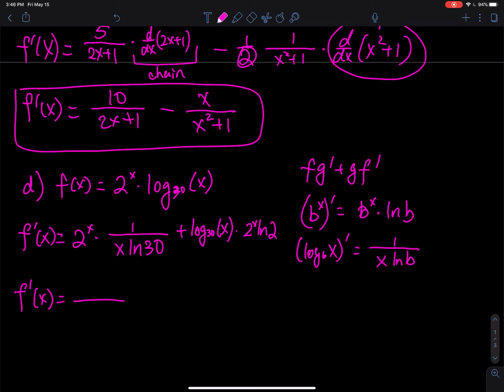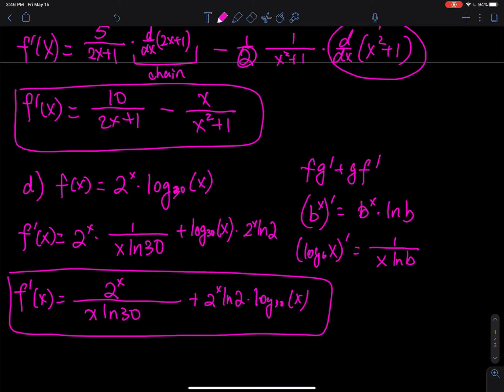So you have 2 raised to the x and then x times ln 30, and then plus, you just multiply them, right? 2 to the x ln 2 times log base 30 of x. So that is your answer.